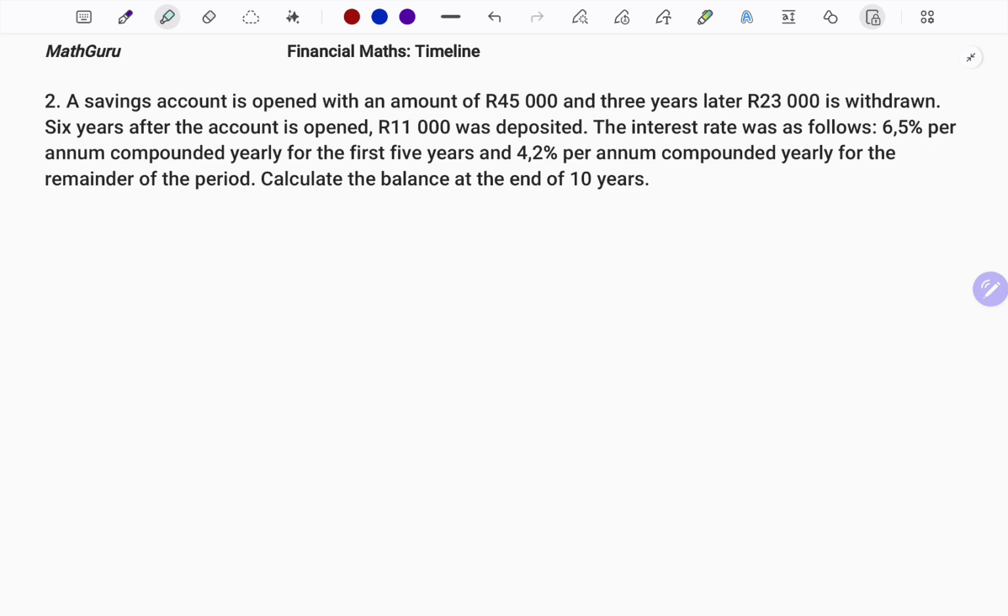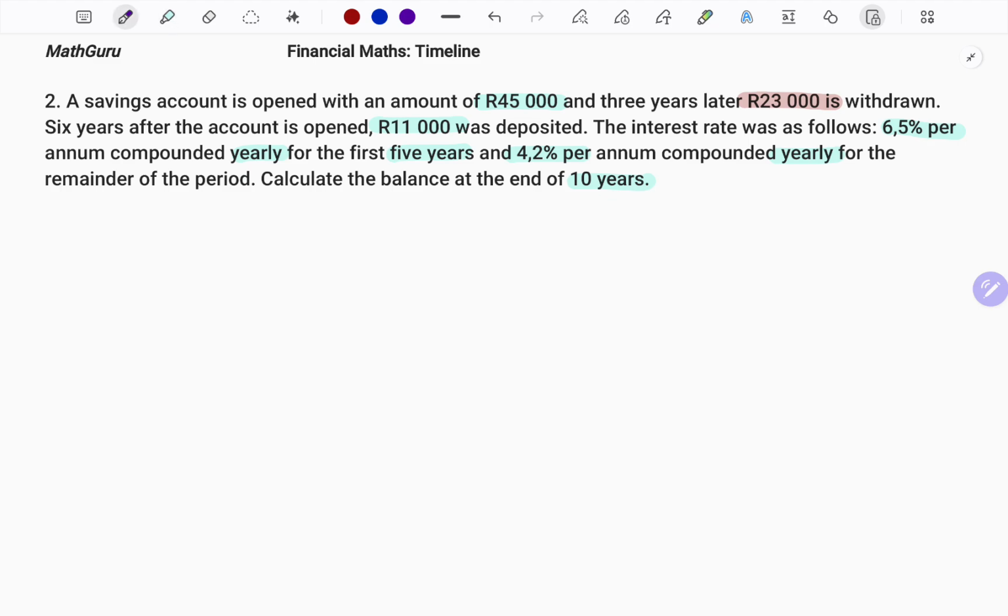So I'm going to start by highlighting all that. I have the initial deposit of 45,000, and then I have a withdrawal of 23,000. Six years after the account is open, I have another deposit, so I'll put that in blue, of 11,000. There was a change in interest rate. We have 6.5% compounded yearly for the first 5 years, and then 4.2% compounded yearly for the remainder of the period. Calculate the balance after 10 years.